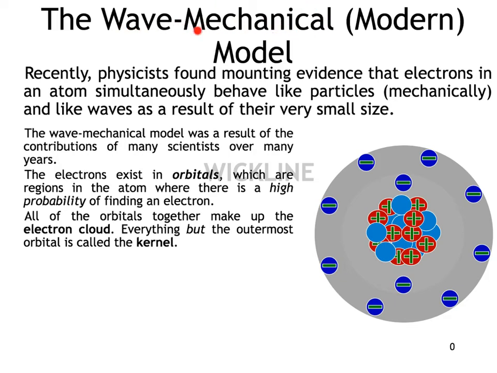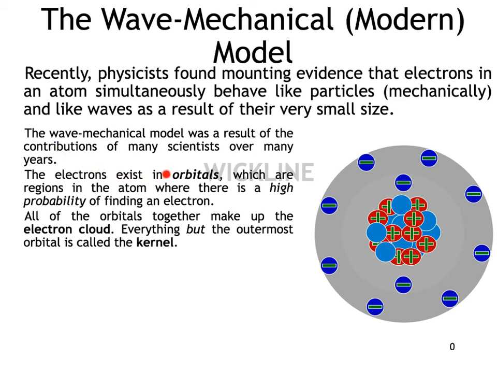The word mechanical is referring to thinking of the electron as a particle, and wave is referring to thinking about the electron more as energy. So the highlights that you need to remember for this model is that the wave mechanical model was a result of the contributions of many scientists over many years. So we're not going to call it any name that's after one specific person. And it's actually the one that we use today.